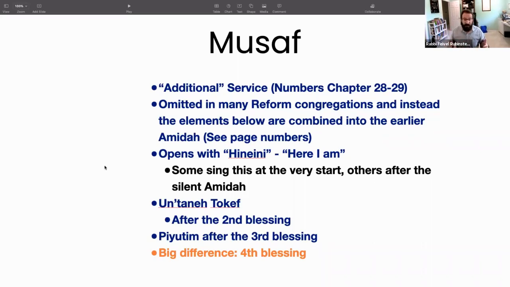And some communities make this a big pomp and circumstance. I've seen rabbis and cantors walk in from the back of the room in synchronization. I've seen large, big musical numbers. It's fanfare. It's this whole thing.